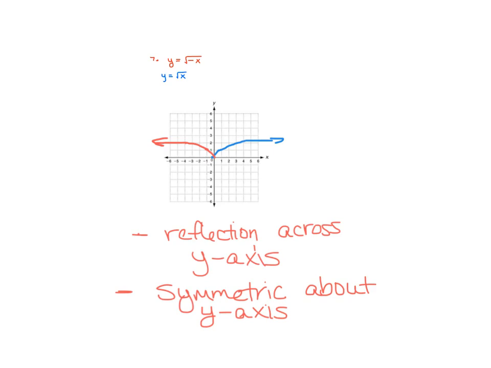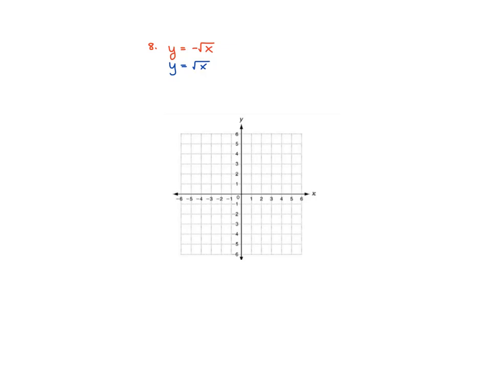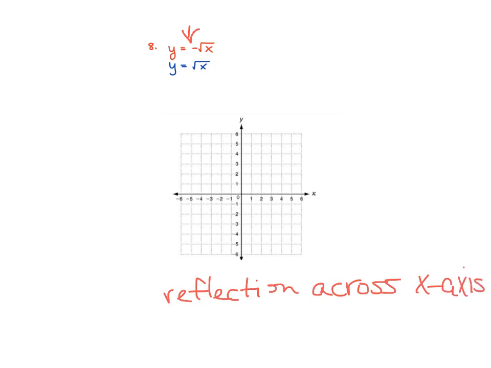Next one we're going to see is where it's a reflection across x, so the x-axis. When it's inside a radical or inside a parentheses, it's going to be a reflection across the y-axis. When it's outside, it's going to be a reflection across x. So for this one, notice the sign is outside. So this one's going to be a reflection across x. And you're just going to memorize these rules. So reflection across x-axis. It's also going to be symmetric about the x-axis.